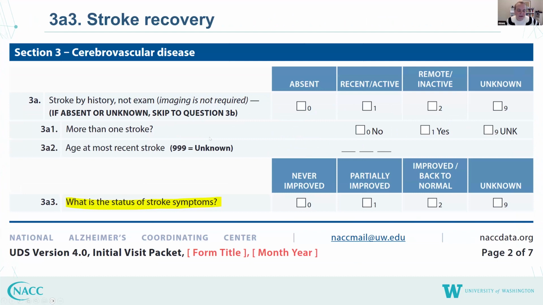We had previously asked about stroke, and here we added an additional question about the status of stroke recovery in 3A3. What is the status of stroke symptoms? Never improved, partially improved, improved back to normal, or unknown. And this may end up tying in a bit with the neuroexam findings.